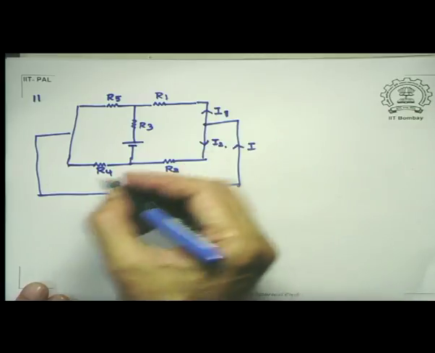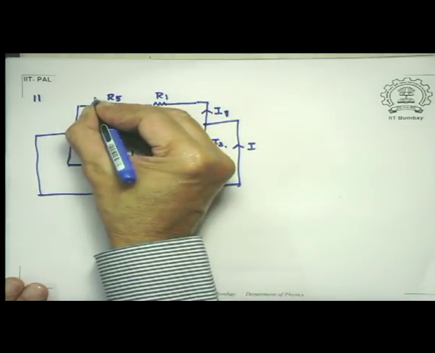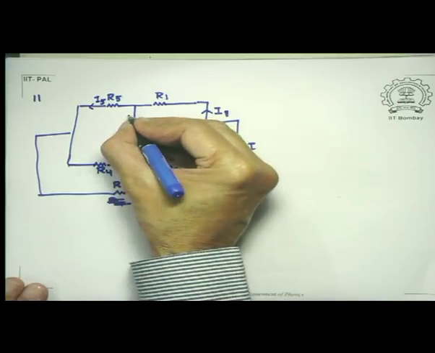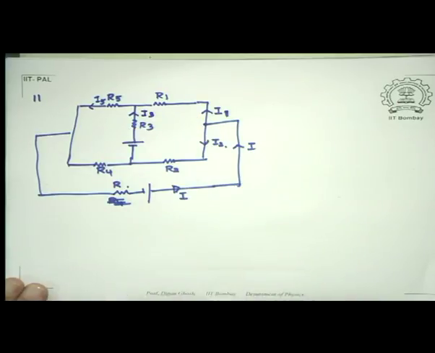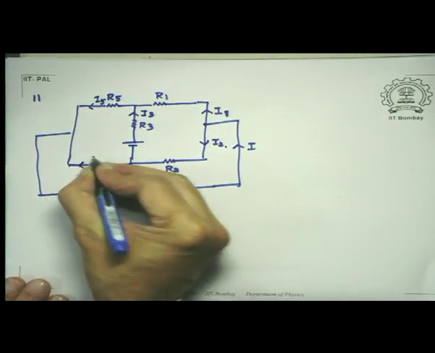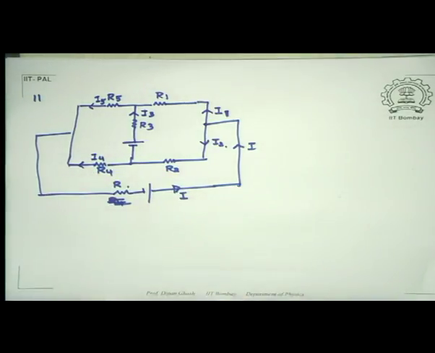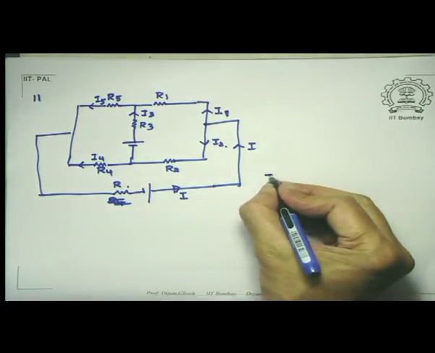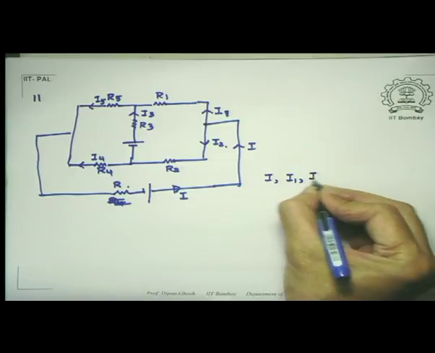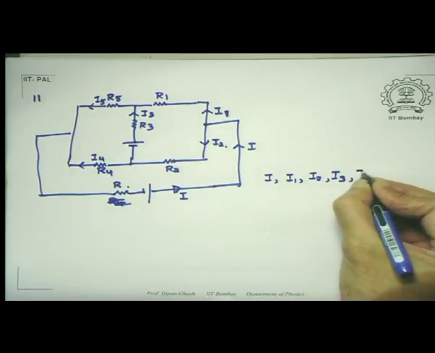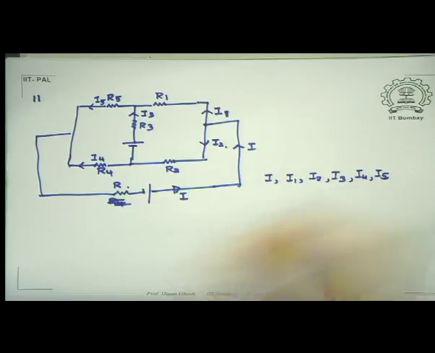And keeping that in mind, suppose we say this is I5, this is, let us say, I3, this is I4. Now look at how many unknowns there are. I have I, I1, I2, I3, I4 and I5. Six unknowns are there. I need to get equations corresponding to that. Generally, I should be looking for 3 branch equations and 3 loop equations.